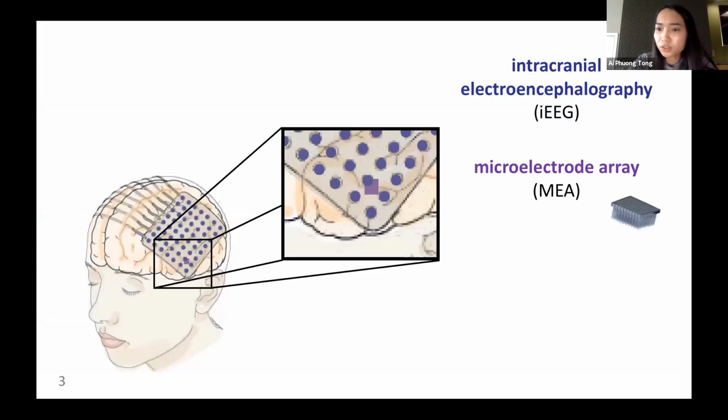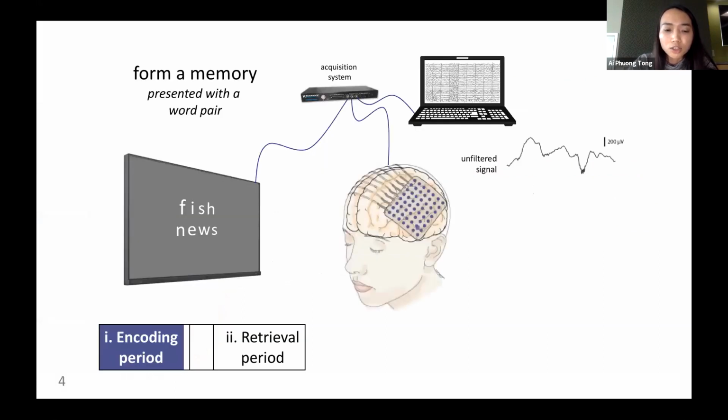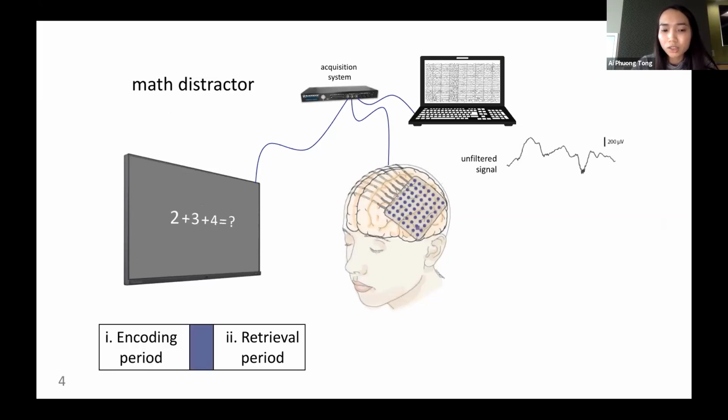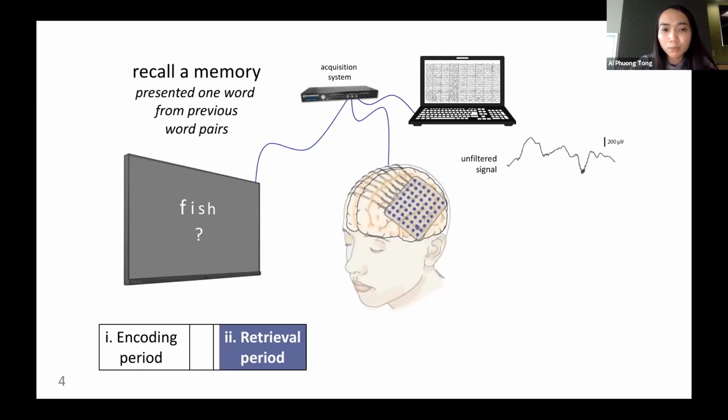So we measure local field potentials from microelectrode arrays, and we can compare these microscale signals to macroscale signals from intracranial EEG contacts nearby. During these recordings, we asked the patients to participate in a paired associates verbal memory task in which there are 2 periods. In the first, the encoding period, we cue the patient to form a memory when they're presented with a word pair from a list of word pairs. Then we have an interval period in which we give math distractors, and we follow that with a retrieval period in which the patients are cued to recall a memory when they are presented randomly with 1 word from the previously studied word pairs.